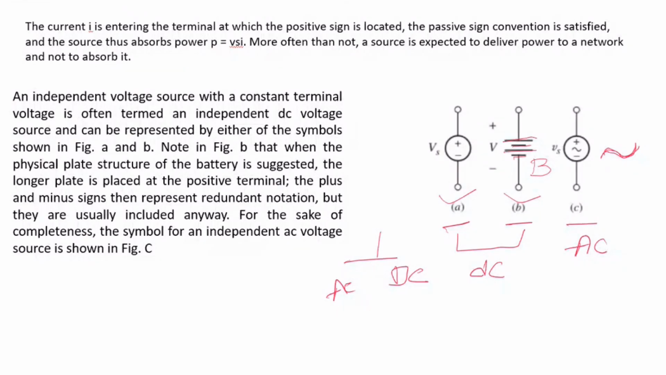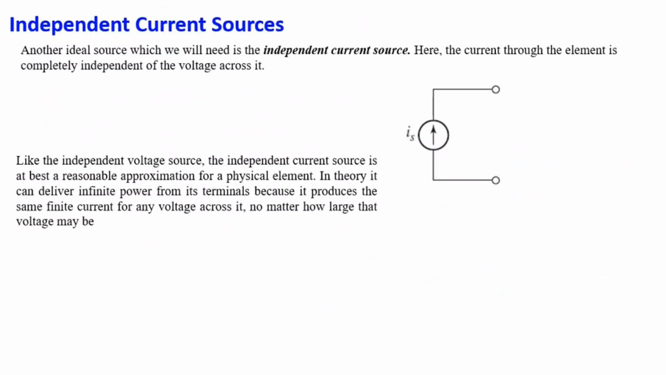Next, independent current source. The independent current source is completely independent of the voltage across it. Suppose this is your current source. It is also represented with a circle and an arrow inside it. What is the indication of the arrow? The arrow indication is the direction of current flow.